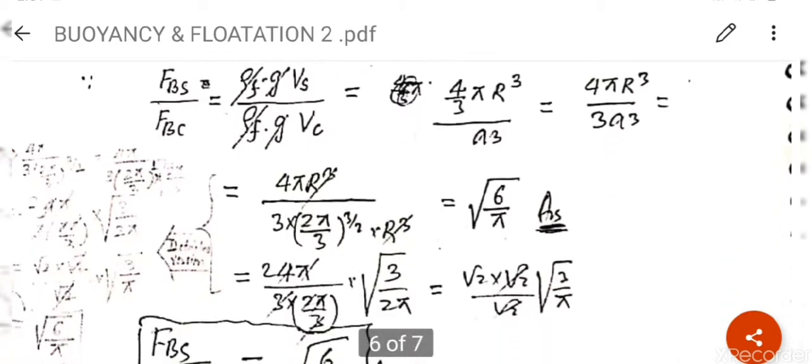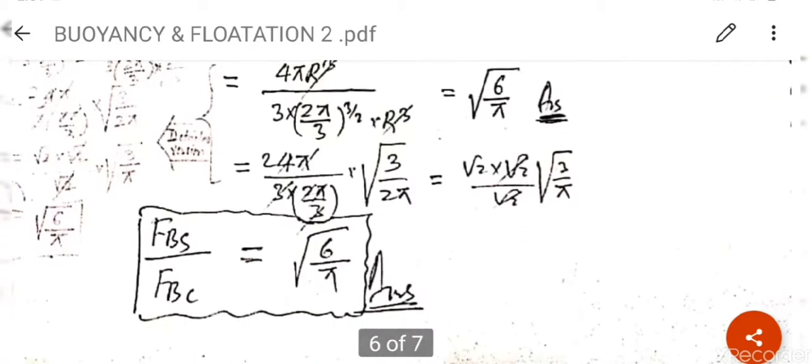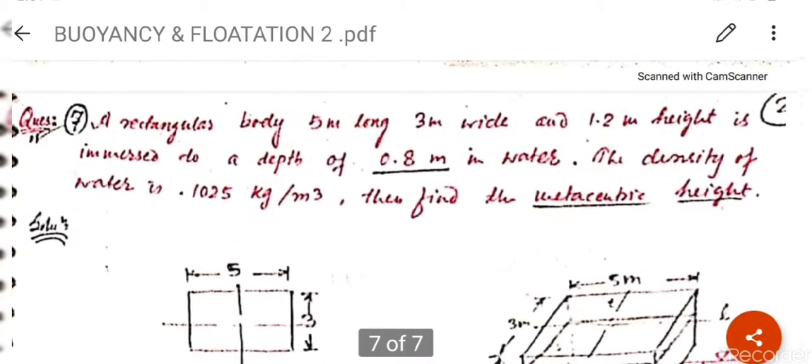So putting the value of 4 by 3 pi r cube upon a cube, because rho f g for both the cases is the same, it will be cancelled out. Clear? So FBS, buoyancy force on a sphere, upon buoyancy force on the cube, will be 4 by 3 pi r cube upon a cube. So after solving or simplification, we will get the answer under root 6 by pi. Solve this at home. Clear?